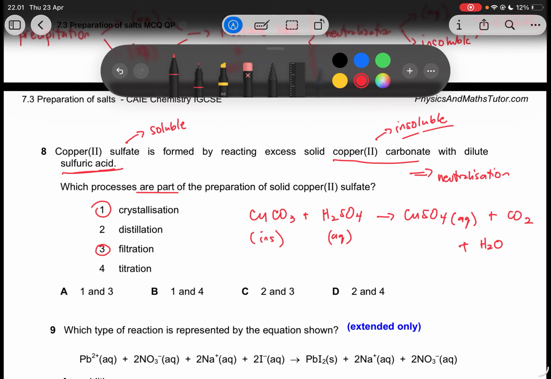So crystallization and filtration are the ones included in our preparation. Distillation is not needed because it involves condensation, which we don't require. Titration also is not needed because titration is only used when we have two soluble compounds. Again, the neutralization between the acid and the base. So the answer here is 1 and 3. That will be letter A.